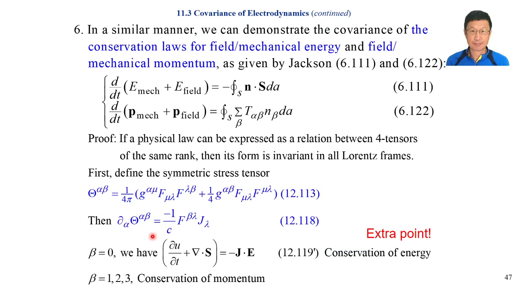Next one is the conservation law for field and mechanical energies. Okay, as mentioned in Jackson chapter 6, equations 6.111 and 6.122, we got these two equations. This is conservation of energy, where S is the Poynting vector, and conservation of momentum, with mechanical momentum, field momentum, and the Maxwell stress tensor.